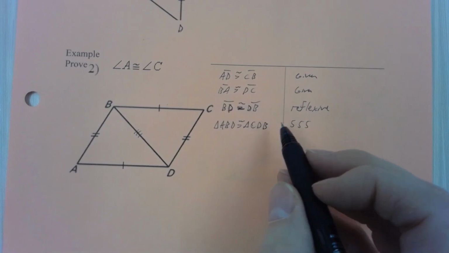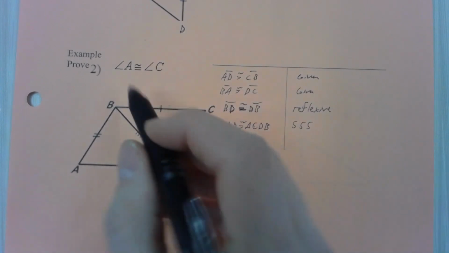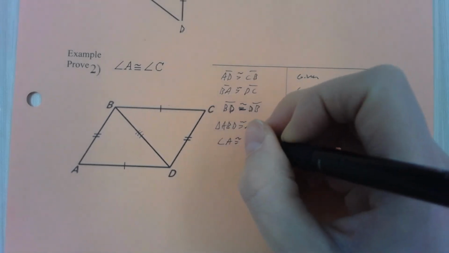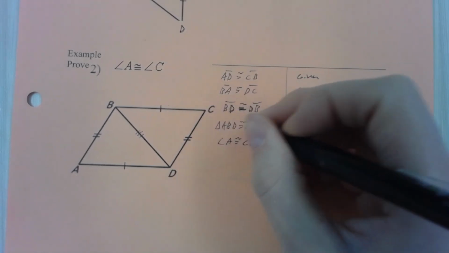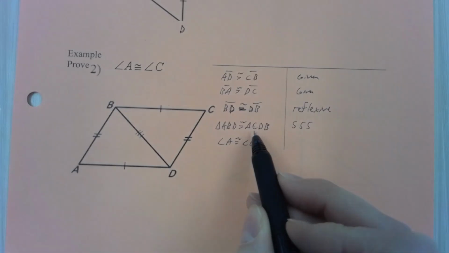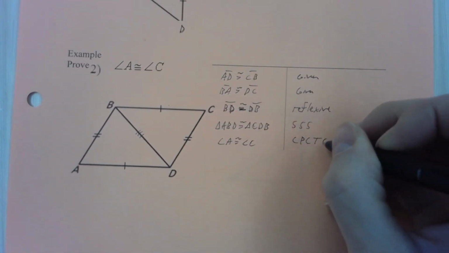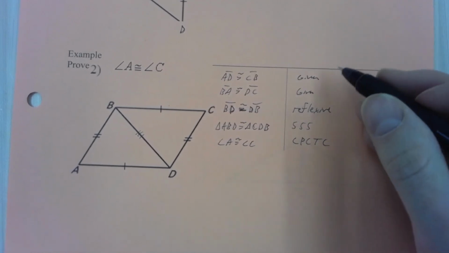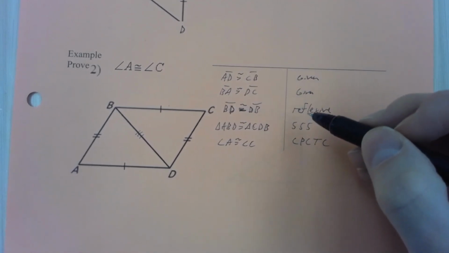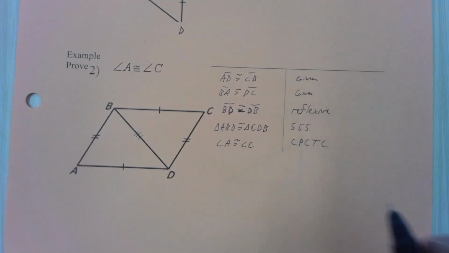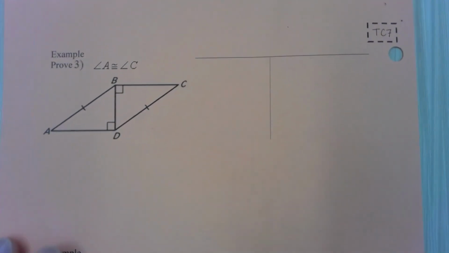Now that we've stated that the triangles are congruent, we can say that those angles must be congruent too. Angle A must be congruent to angle C. Those are corresponding parts. See? Angle A and angle C are corresponding parts on these congruent triangles. So CPCTC. Okay. Show the necessary criteria, state the triangles are congruent, and then say that the corresponding parts are.